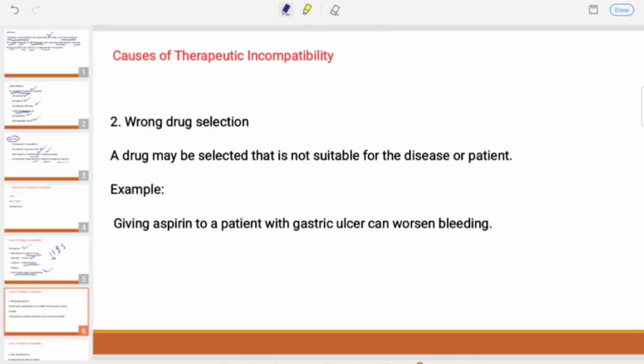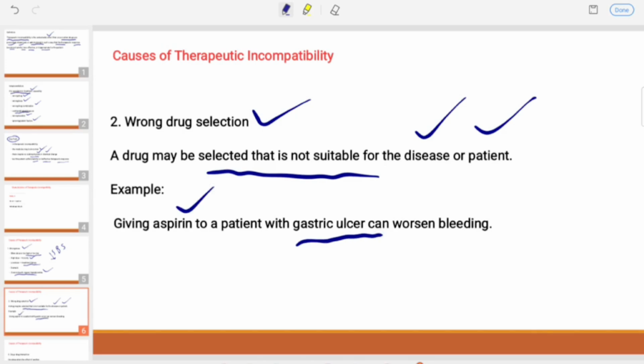Then wrong drug selection. Here the drug which is selected for the treatment is wrong for the patient or the disease. For example, if we are giving aspirin to a patient who is already suffering from gastric ulcer, that will lead to frozen bleeding, or you can say a more worse condition.